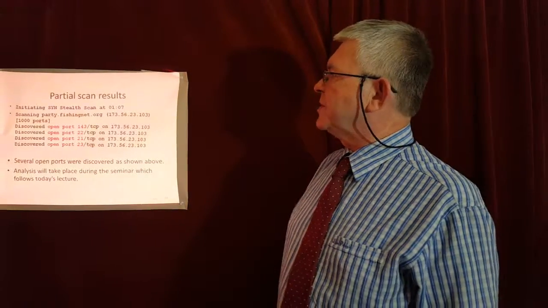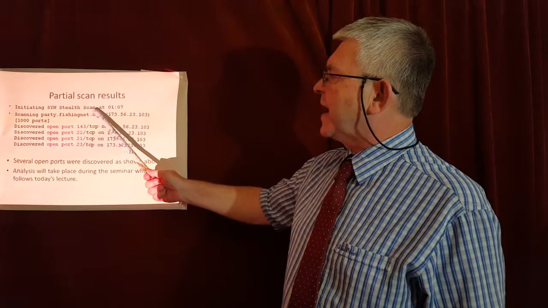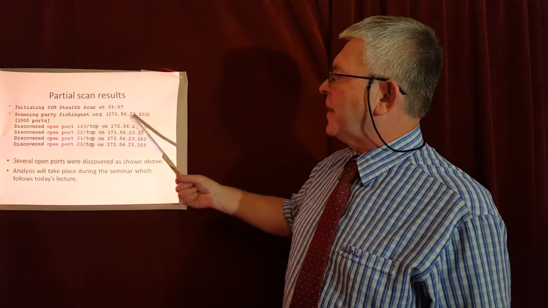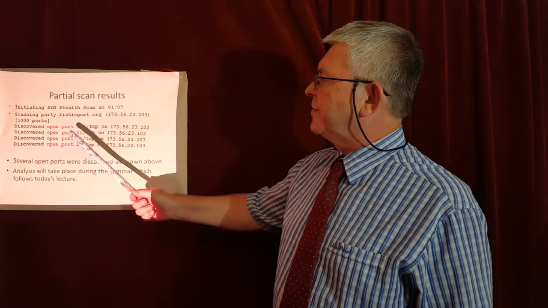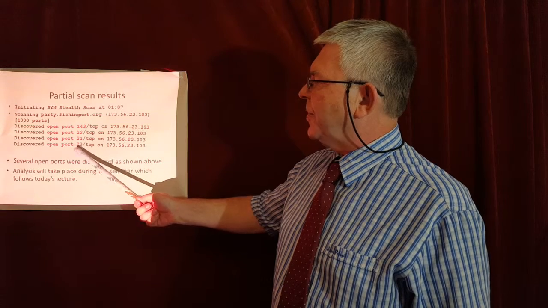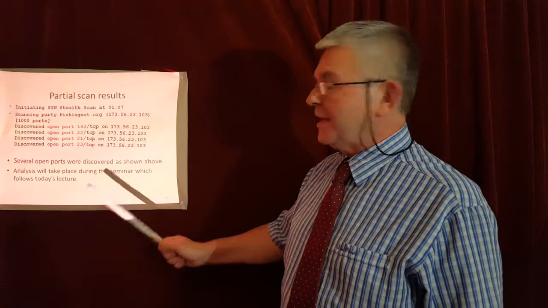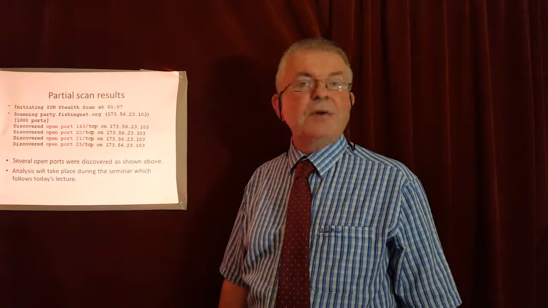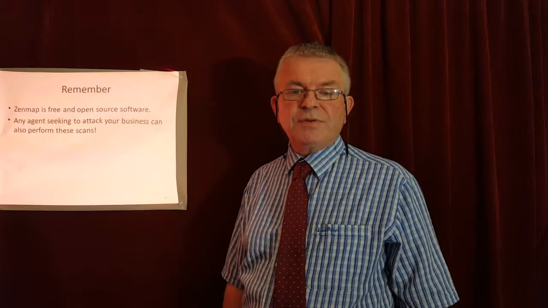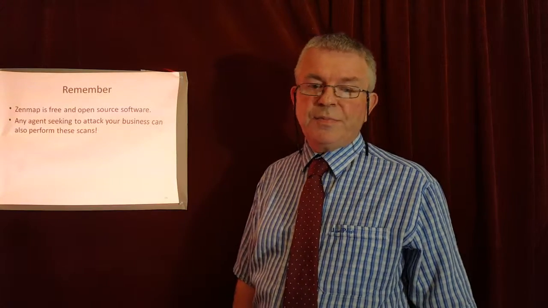I've got some partial scan results here for us to have a short look at, and you can see this was from a SYN stealth scan. You can see the time it took place and the machine that we were scanning followed by its IP address, and you'll note that we've managed to find 4 open ports: 143, 22, 21 and 23. Analysis of what these open ports actually mean will take place during the seminar which follows today's lecture. Remember, ZenMap is free and open source software, so any competitor or agent seeking to attack your business could also perform these scans.